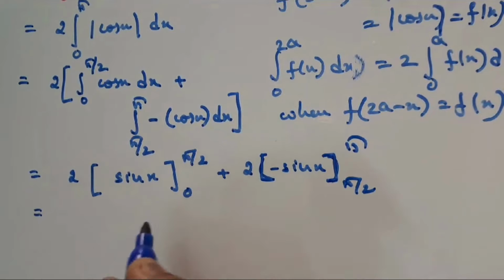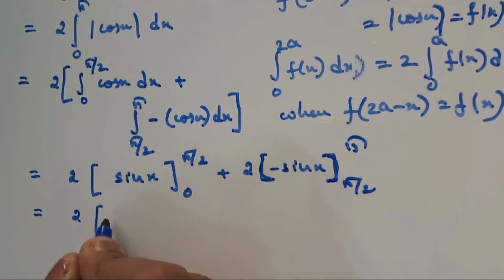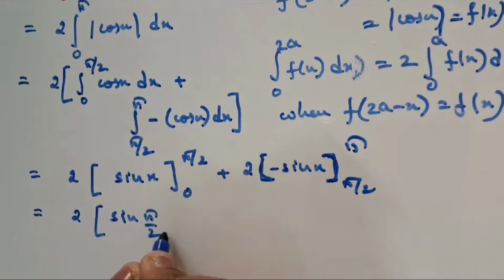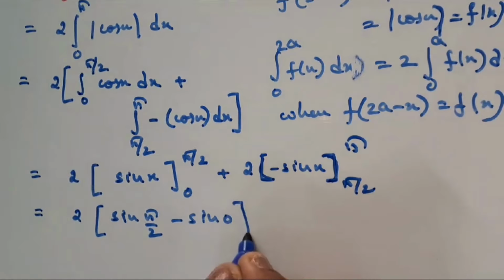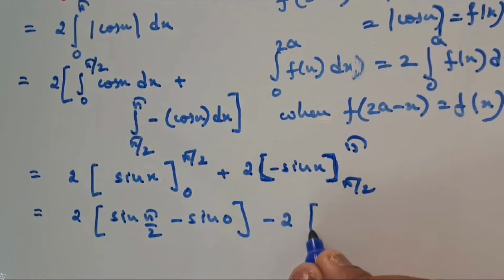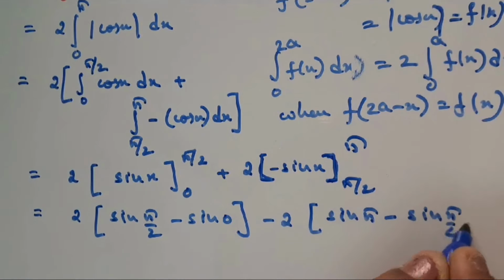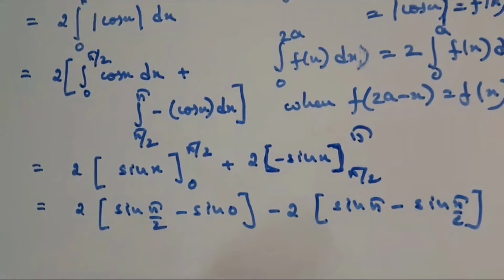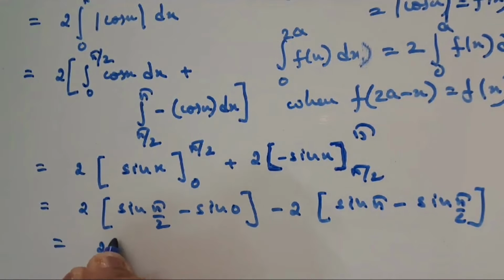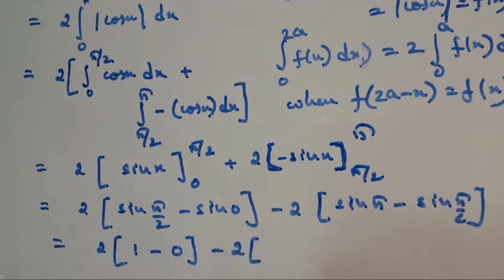Now I am putting the upper limit and then the lower limit according to the fundamental property. So sine of pi by 2 minus sine 0, minus I am taking out, so sine pi minus sine pi by 2, upper limit minus the lower limit. Now sine pi by 2 we know it is 1 and sine 0 is 0 and sine pi is again 0 and sine pi by 2 is 1. So when I open, 2 plus 2 which is equal to 4.